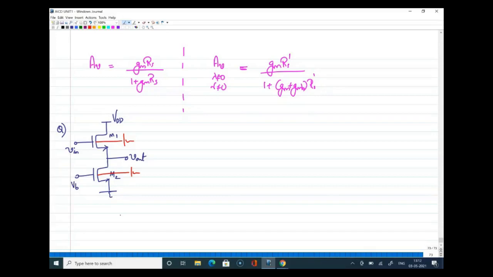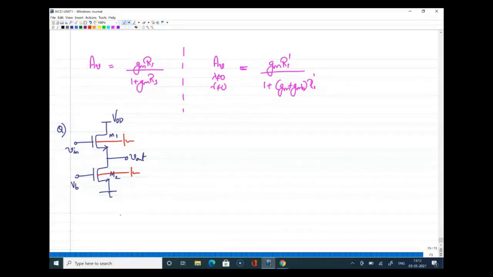Yeah, I can tell the final expression. It's 1 by GMB parallel RO2 parallel RO1, divided by 1 by GM1 plus 1 by GMB1 parallel RO2 parallel RO1. Okay, so from where do you get this 1 by GMB term? Amog, can you? Body, sir, it's a body effect.